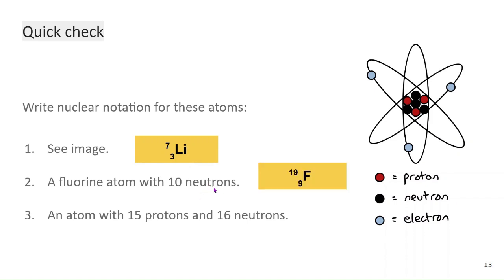A fluorine atom with 10 neutrons, we would write F for fluorine, right? That's our element. Fluorine is the 9th element on the periodic table, so we're going to write a 9. That's how many protons we have. And then we have 10 neutrons, so 10 plus 9 equals 19, so that's what the mass number will be. An atom with 15 protons and 16 neutrons would be a phosphorus atom, right? Phosphorus has 15 protons. You can find that on the periodic table. And then 15 plus 16 is 31, so that would be our mass number up top here.